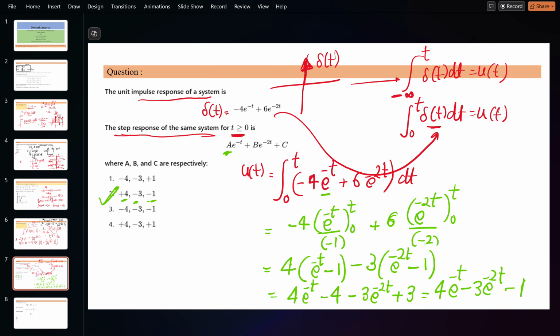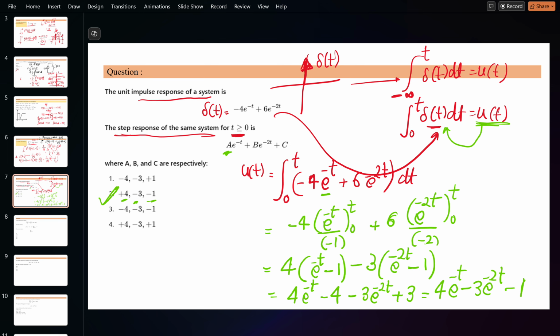The important point to remember in this problem is that if you differentiate u(t), you will get delta t, and when you integrate delta t, you will get u(t). That is an important concept. Now let's move on to how you find that the given function is delta t, since delta t is already given here, and the response we found is the unit impulse response.